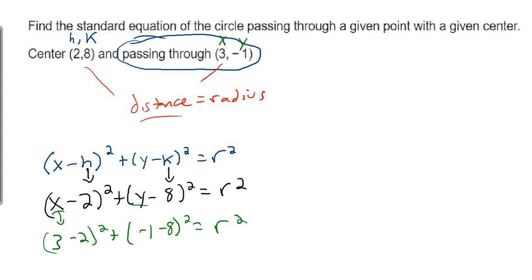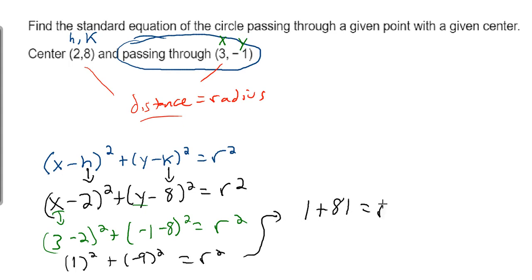And now we can solve this for r. So we're going to get 1 squared plus -9 squared equals r squared. And so that's going to be 1 plus 81 equals r squared, right? 1 squared is 1, -9 squared will be positive 81. And so we'll get 82 when we add those together, right?